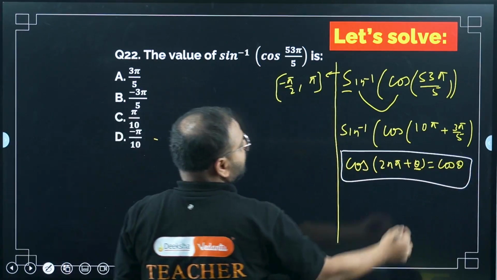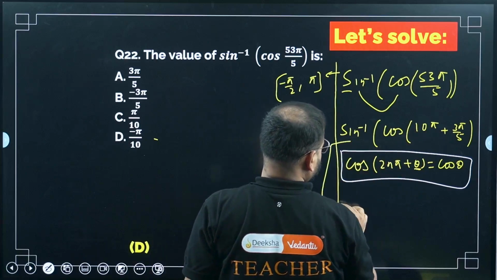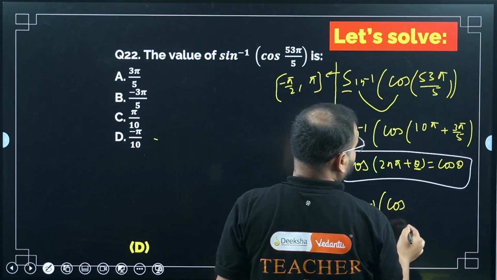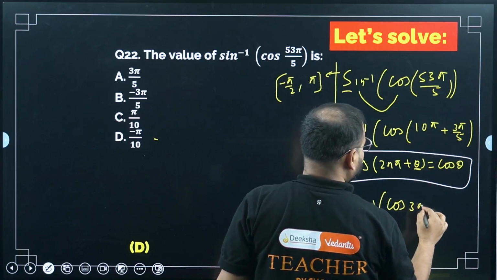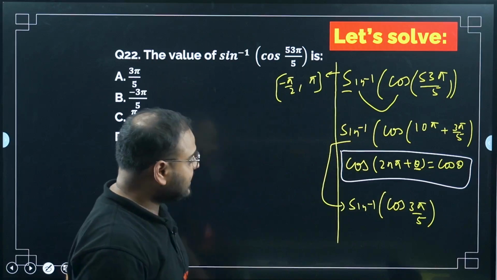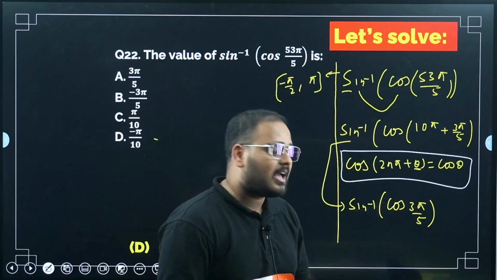Let's move on. So I can rewrite this thing as sine inverse of cos of the same thing, 3 pi by 5. Correct? Now, as I said, I need to convert this cos into sine. How can I do that?